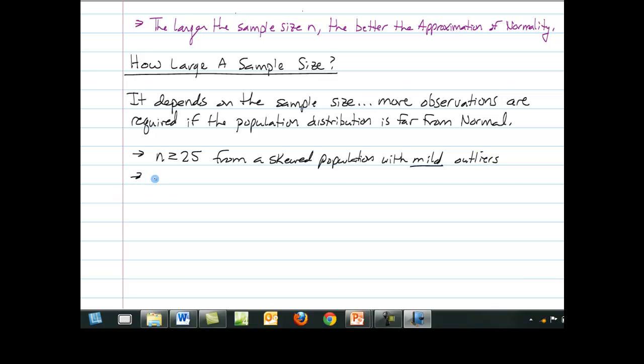Now, if I have extreme outliers, then I have another case involved. But a sample of size 40 or more will typically be good enough to overcome an extremely skewed population and some mild outliers, but not extreme outliers. So n greater than or equal to 40 applies to not just a skewed population, but an extremely skewed population, again with mild outliers. With extreme outliers, I'm going to need an even larger sample size.